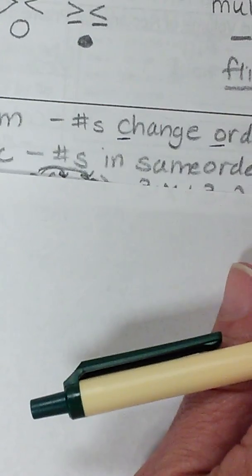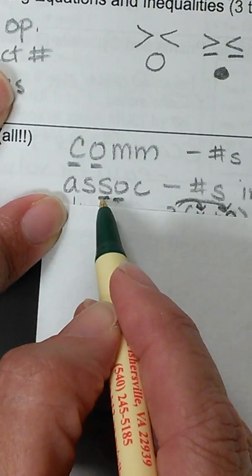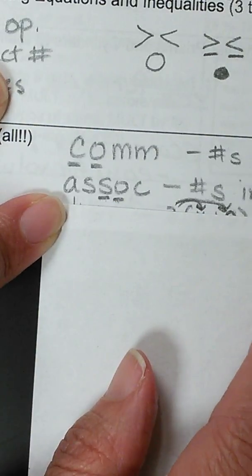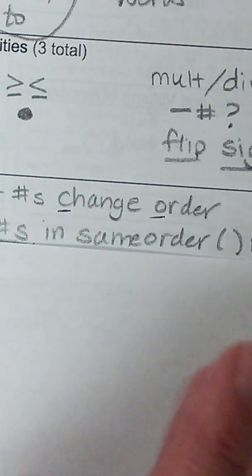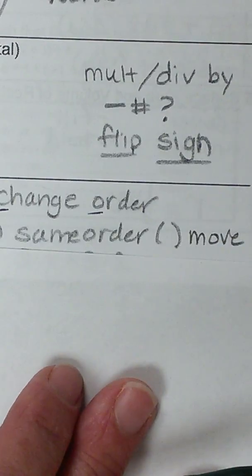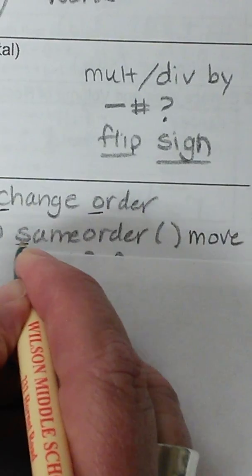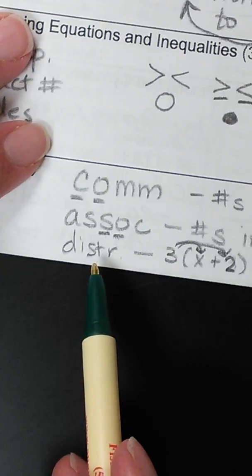Another property that we did the same kind of thing for was the associative property. And remember that we underlined the SO, because that means, in this case, the numbers are in the same order, but the parentheses move. Associative, SO, numbers are in the same order, but the parentheses move.